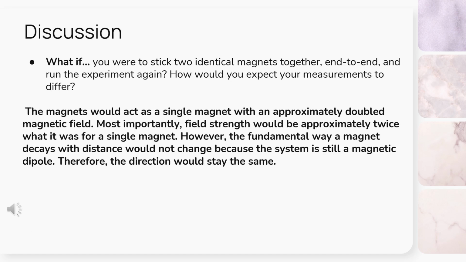For the second what-if question, the magnets would act as a single magnet with an approximately doubled magnetic field, and most importantly, the field strength would be approximately twice what it was for a single magnet. However, the fundamental way the field decays with distance would not change because the system is still a magnetic dipole, and therefore the direction would stay the same.